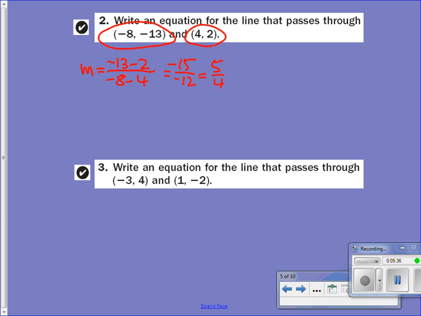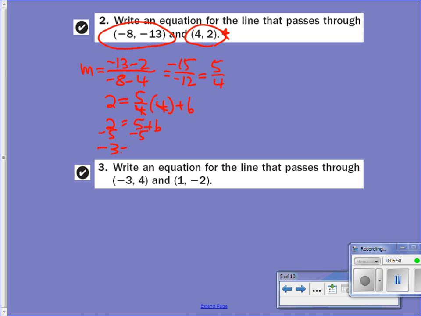Now I'm going to have to choose one of those ordered pairs to plug into the slope-intercept form. And looking at my options, I'm going to go with the easy one, (4, 2). So my y equals my slope times my x-coordinate plus b. Well, 5/4 times 4 just gives me 5.